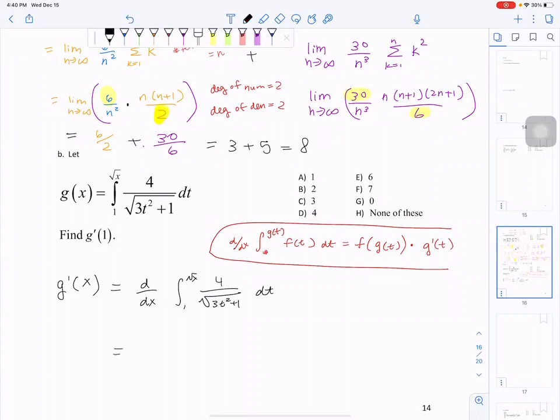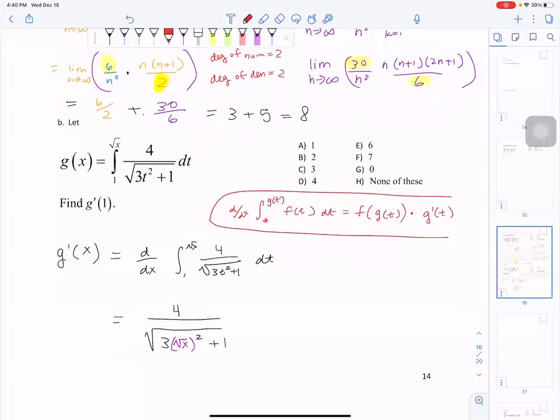So what does this mean for our answer? This function, we plug in square root x wherever we see a variable, wherever we see a t. So I'm going to write 4 over square root 3. Oh, I see a t there. Let me plug in square root x squared plus 1. But then you want to also be careful to multiply. You have to multiply by the derivative of square root x. What is the derivative of square root x, or x to the 1/2? That's 1/2 x to the negative 1/2. So 1/2 x to the negative 1/2.